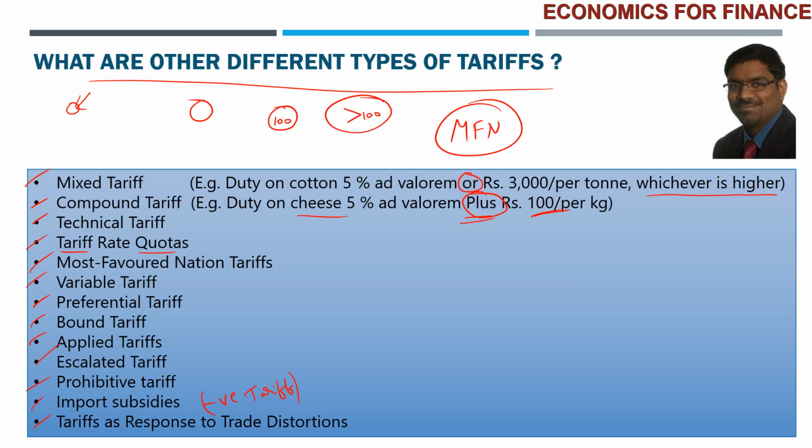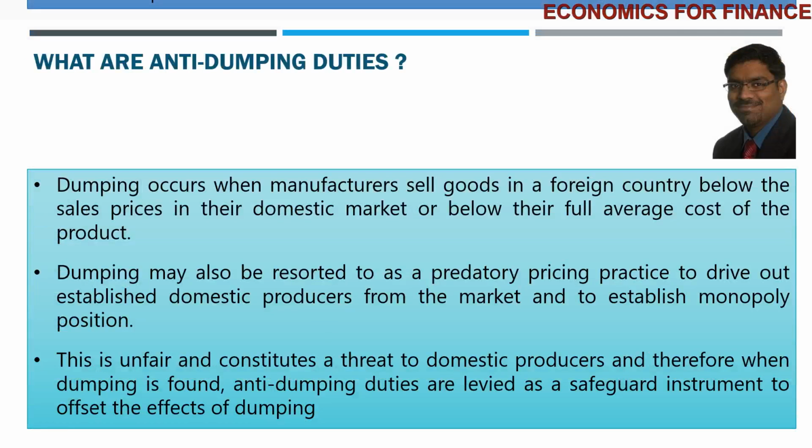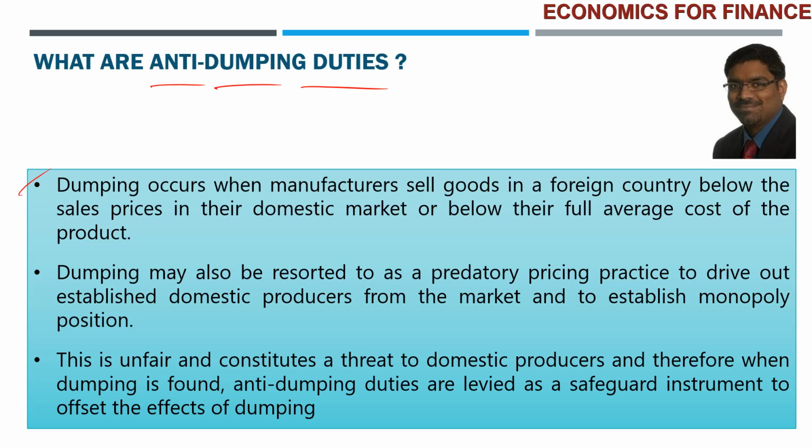Remaining things are different situations, we can say. Those are not always the types of tariffs. Those are different situations where the countries will decide upon the rates of tariff. That's all. These are the various types of tariffs at a broader level. Now, very important question also, concept also, anti-dumping duties. First of all, we should know what is dumping. Then we can understand what is anti-dumping.